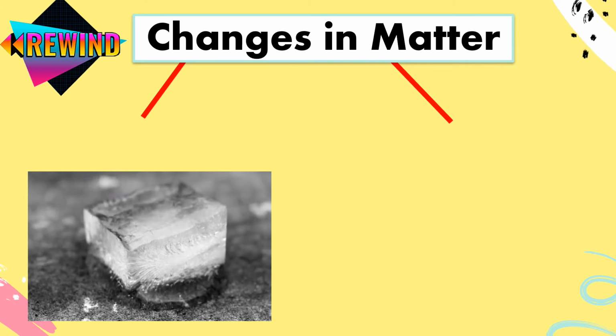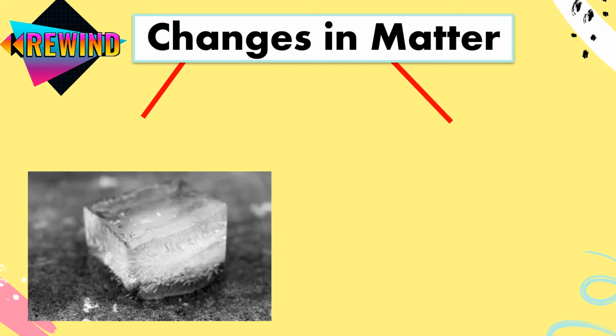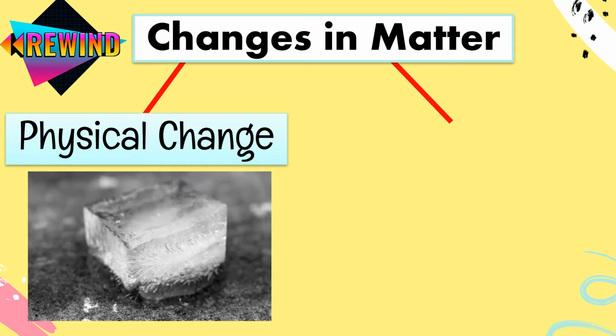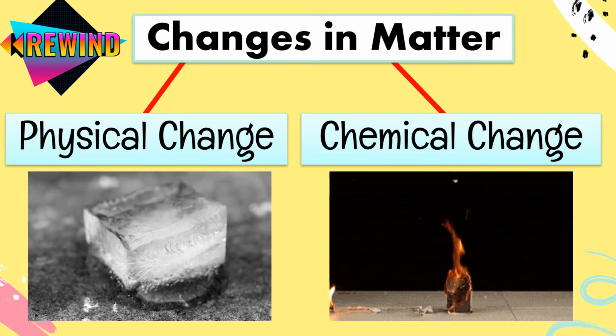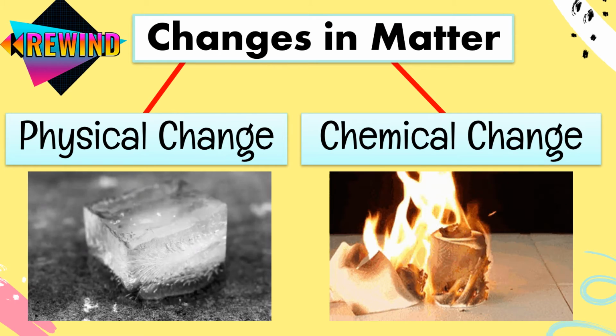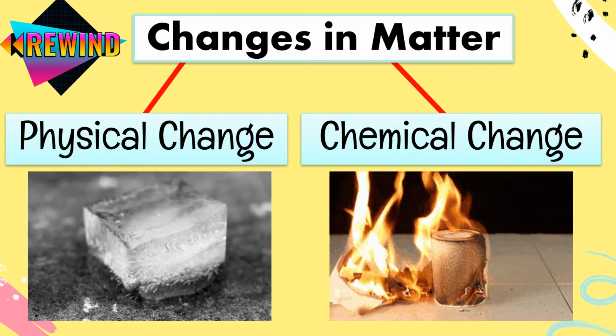Matter undergoes changes. Changes may be physical or chemical change. You have learned in our previous session that physical change is a change only in the appearance, but chemical change is a change when a new material is formed.